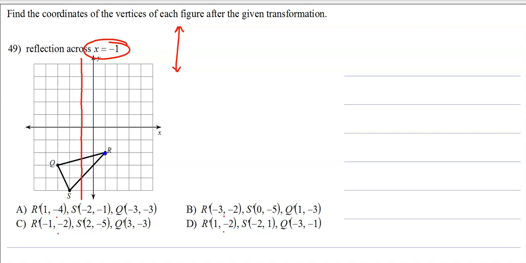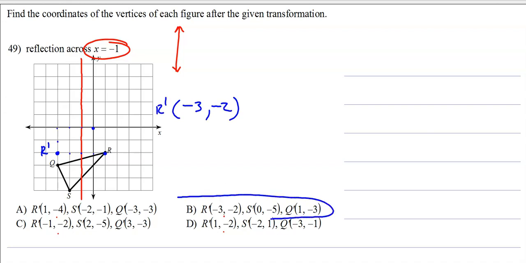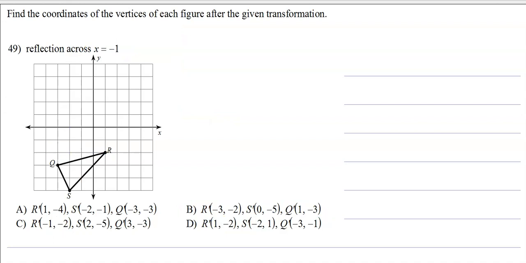So if I take this R and I bounce it over that red line, I'm 2 away. I got to go 2 away. Here's the new and improved R. So where does that dude live? Here's 0, 0. I got -1, -2, -3, and then down 2. So here is the new and improved R, which is right here. Now I could do it for all the points, but why? No need to. Next. 50.